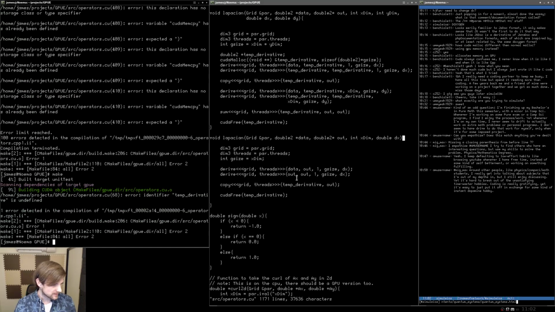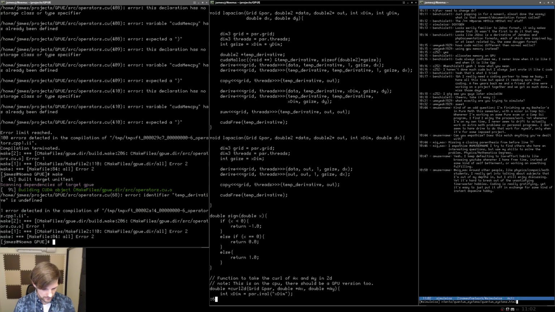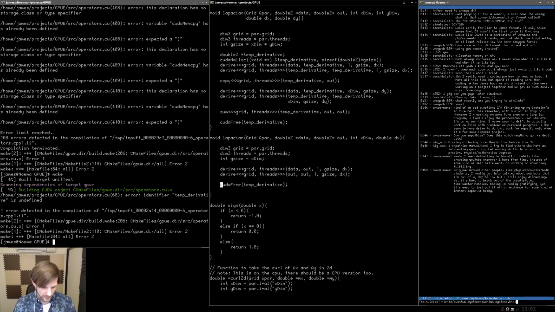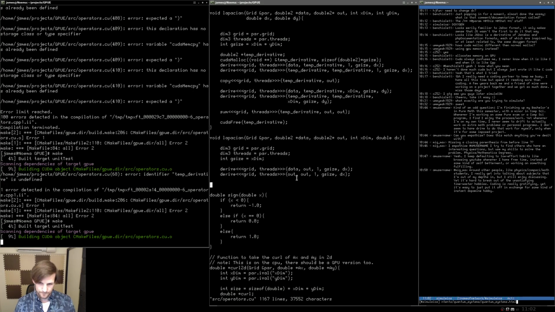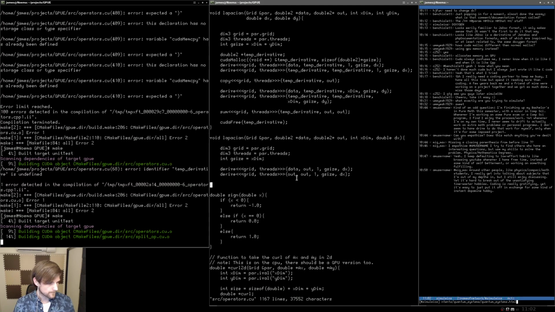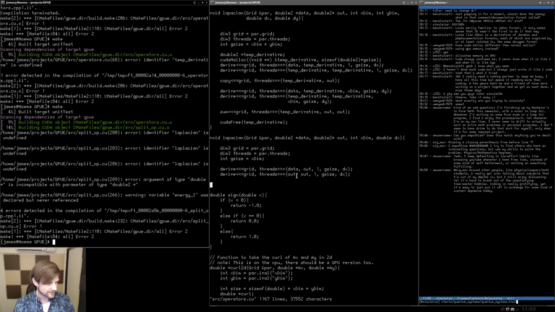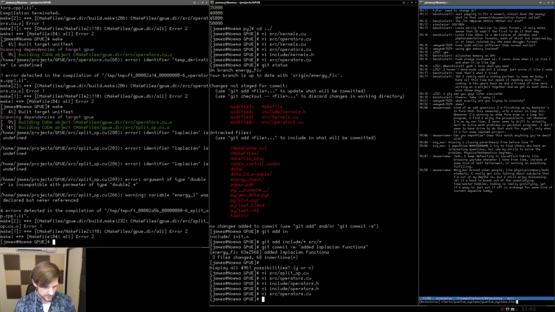Okay, identifier temp derivative is undefined. Let's go to 68. Yeah, so we don't need a copy anymore. We can just directly use it, and then we don't need a CUDA free. Make. Okay, seems to build, except for the fact that Laplacian is not found. So let's go ahead and add those in there.